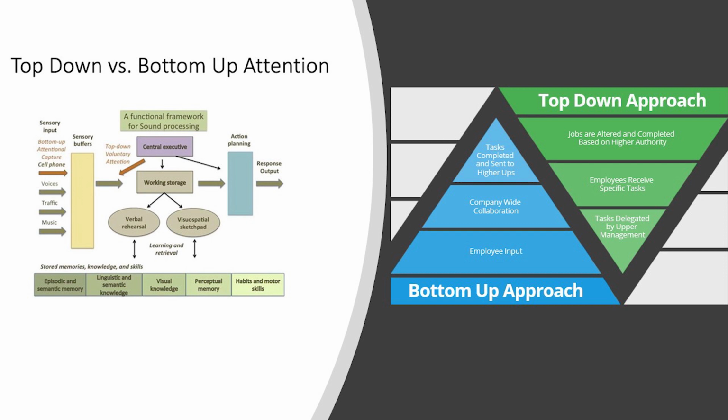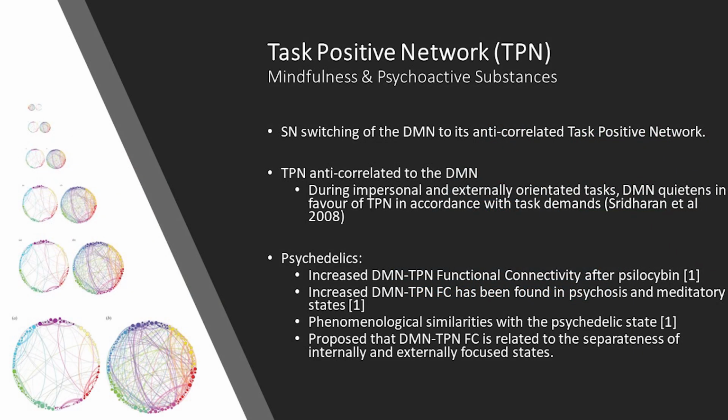And we can see that in the top left image, which I don't have time to go into, but a useful analogy can be drawn to maybe economics on the right. So we know the Salience network is the switch between the default mode network and the task-positive network, and we also see similar results with psychedelics: increased functional connectivity between the default mode network and the task-positive network after psilocybin. Interesting to note as well, the same functional connectivity was found in psychosis and states of meditation. There are phenomenological similarities between the psychedelic state and the meditation state, and it's proposed that the DMN-TPN functional connectivity is related to the separateness of internally and externally driven focus states.